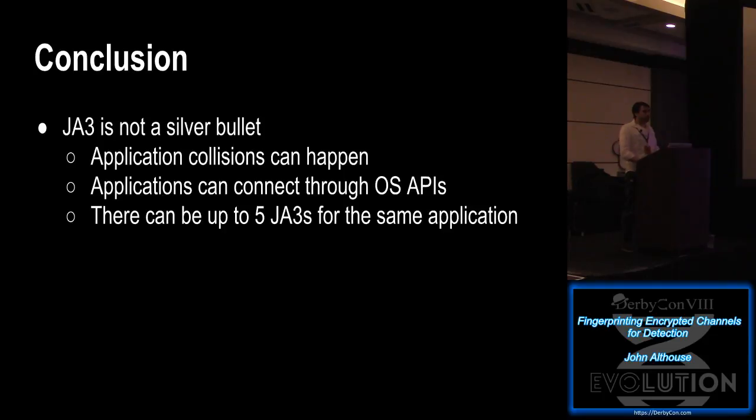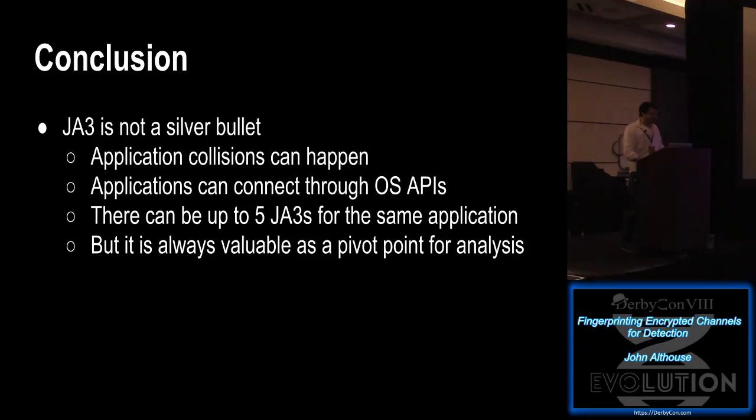And there can be up to 5 JA3s for the same application. So if you remember earlier in the talk, there were a lot of different Chrome JA3s, and that's because there will be one if it's direct to an IP, one if it's going to a domain, another one if it's a renegotiation, and so on. However, malware just tends to have one, so that's nice. It's always valuable as a pivot point for analysis. So there's no reason not to run it. There's no reason not to look at it if you're beginning an investigation. It's just always valuable.